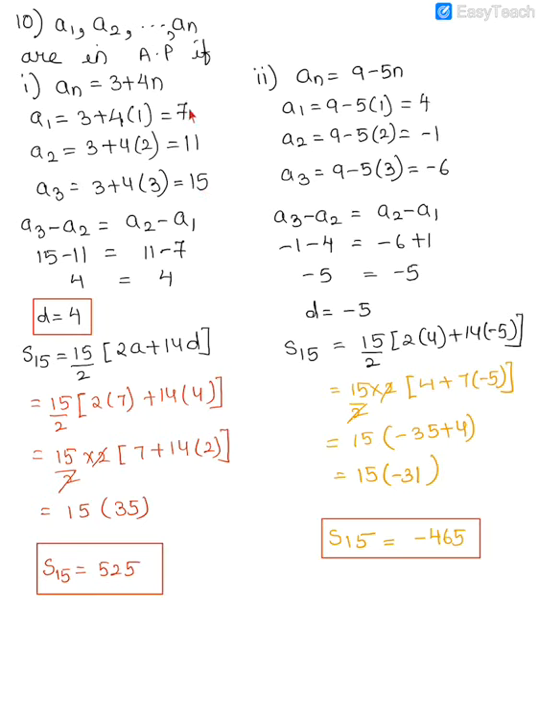These are already given to you in an AP. That means you can see, A3 minus A2 should give you A2 minus A1. Common difference is 4. Now S15 is asked, so we have A as 7, which we have found, and D also we have found.